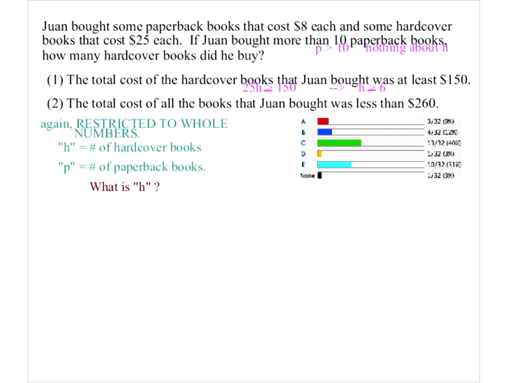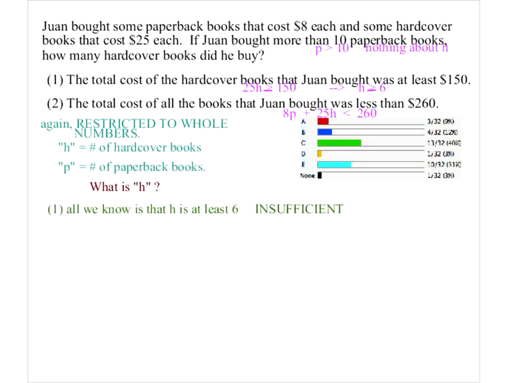And then the total cost of all the books that Juan bought was less than 260. So this is 8 times P plus 25 times H, less than 260. Okay, so statement 1, if you get these inequalities written down, if you successfully translate these, then you can conclude somewhat quickly that statement 1 is not sufficient. All we know is that H is at least 6, so this is insufficient.